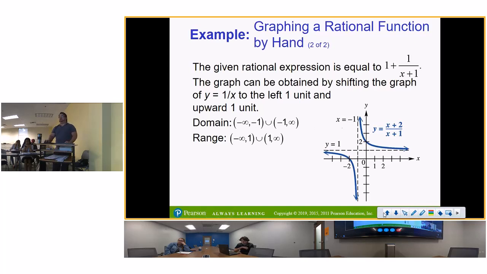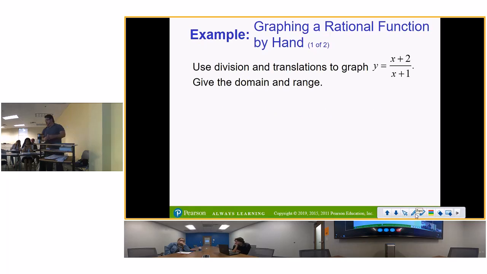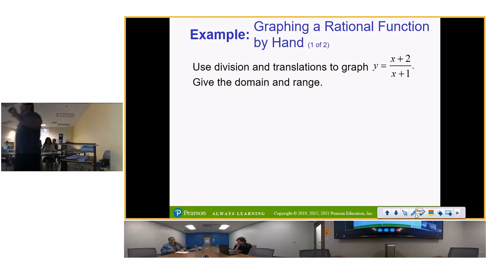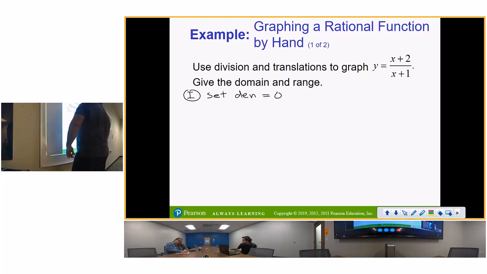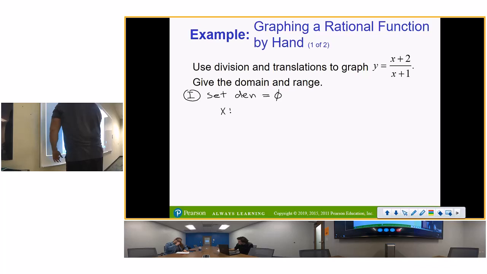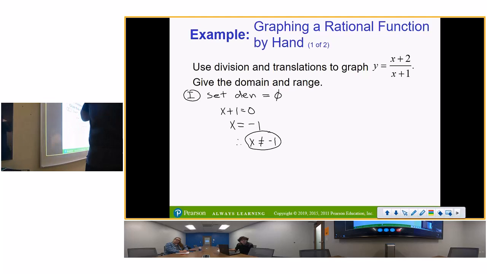And I'm just going to go back to the original equation, and we're going to go through and do that. So, first of all, 1. Set denominator equal to 0. So x plus 1 is equal to 0. X is equal to -1. Therefore, x cannot equal -1 in this function. So that's your vertical asymptote. X is equal to -1 is your vertical asymptote.